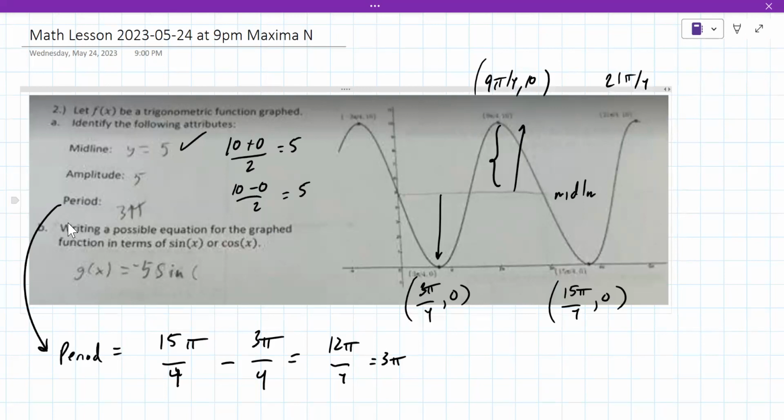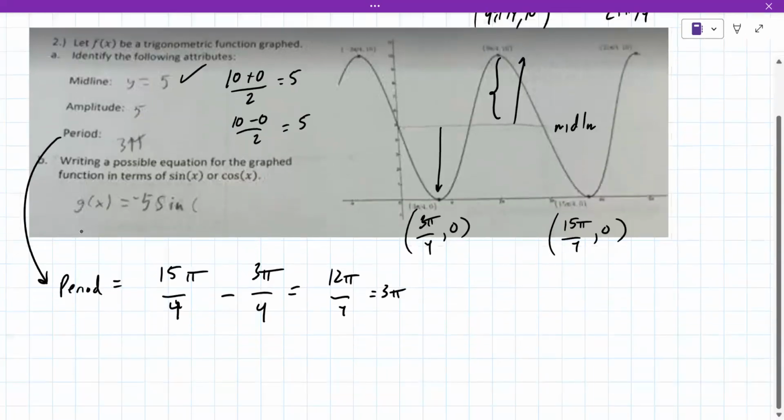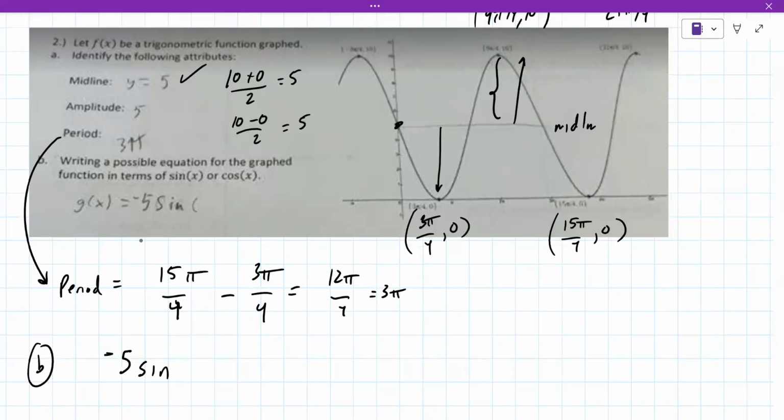Okay, part B is to write a possible function. And we talked about how you have to go back to where it starts and decide, okay, is it a sine or a cosine? Is it starting at that point? And it is. That's why it is a sine here. The amplitude is 5. You negate it because it's going down.